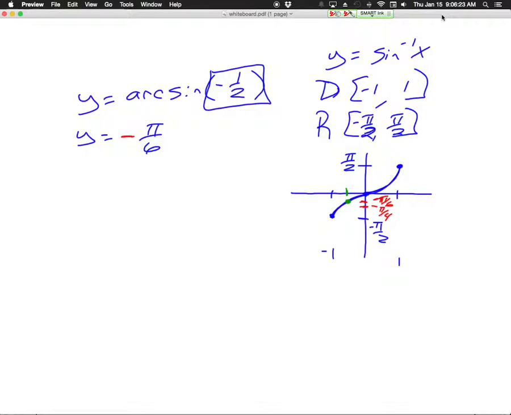Now answer me this. Anytime this number right here is negative, what is my answer going to be? Why? Because my graph over here is only negative right here, and all of those y values are negative. So if I'm dealing with inverse sine and a negative number, I know my answer has to be negative. Okay, let's try one more with inverse sine, and then we're going to move to cosine.